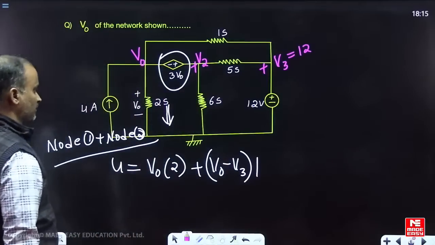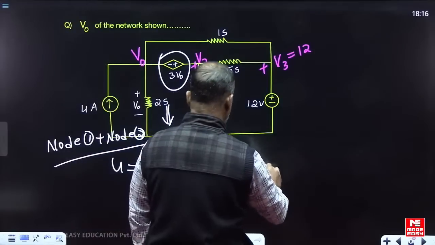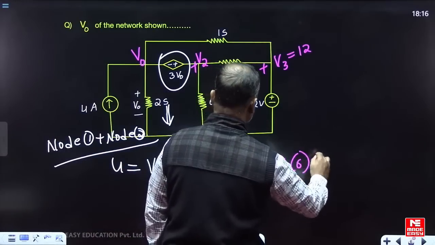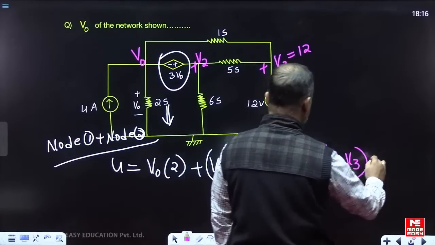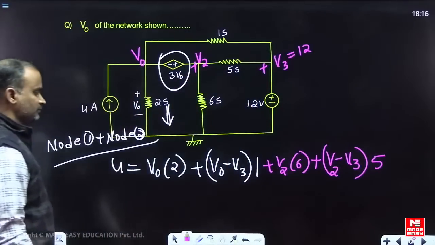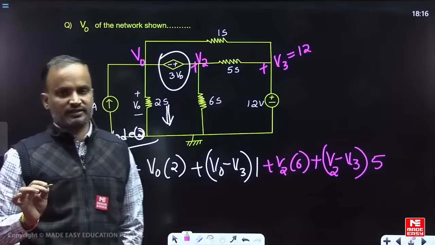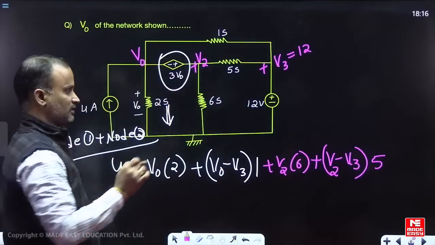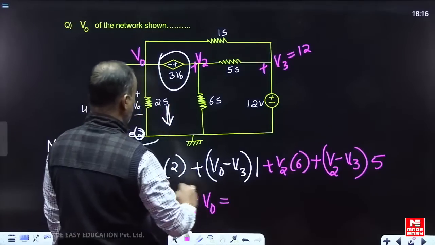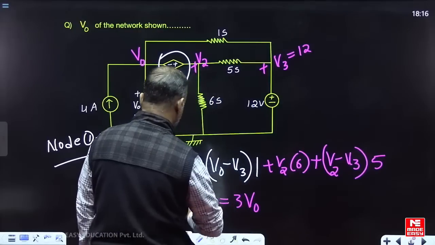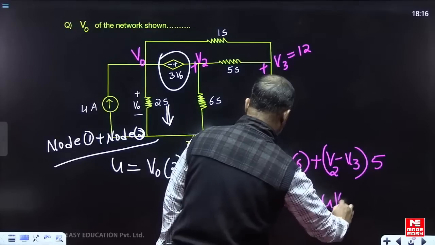Now we are writing the equation combinedly for node 1 as well as node 2. Corresponding to this, we can write V2 times 6, and the conductance is 5. Now we have a combined equation. The one more equation is from the voltage source we excluded previously. Wherever the positive is connected, the corresponding voltage is greater. We can write V2 minus V0 equal to 3 V0. From this, V2 equals 4 V0.